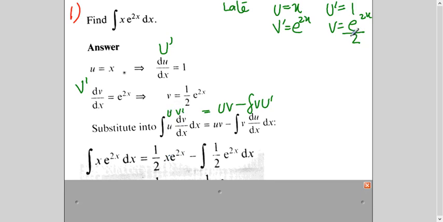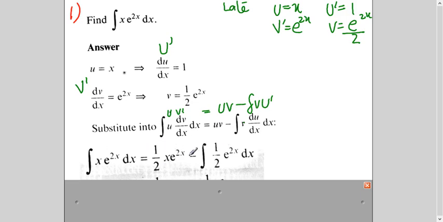This is v prime. It is here, e power 2x divided by 2. And my u is x. It is here. Similarly, v is e power 2x over 2, which is plugged in here. And what is your u prime? It is 1, so we don't need to write 1. So now you have this.